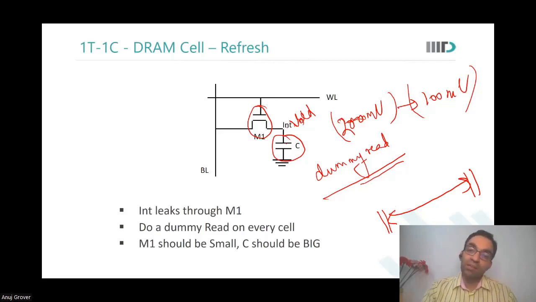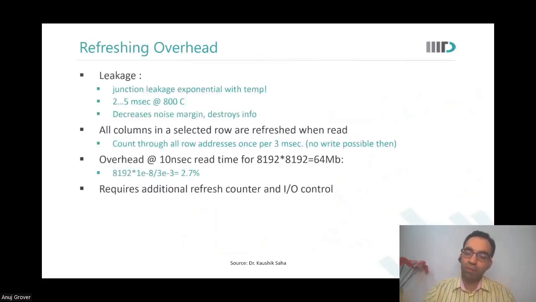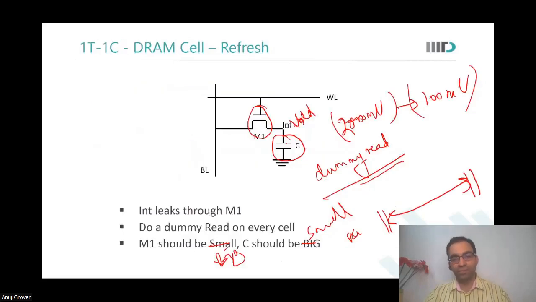While in the earlier slide we had said that M1 should be big and C should be small, over here we are talking about exactly the opposite thing. Are you able to see this?